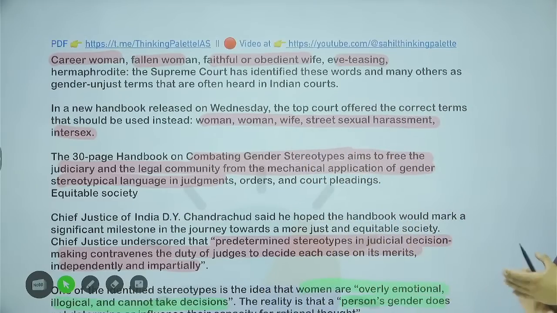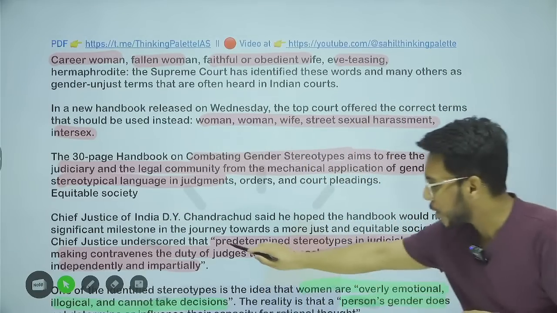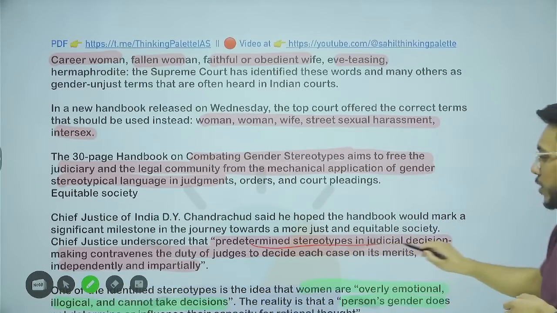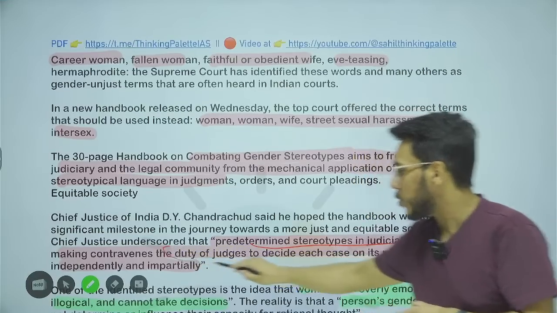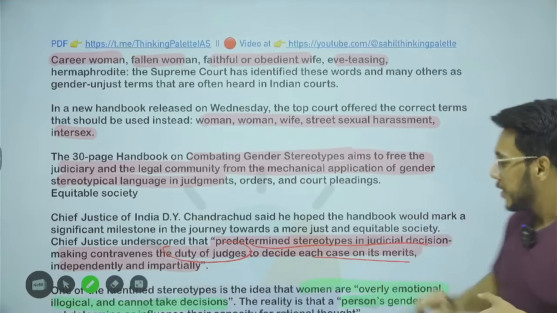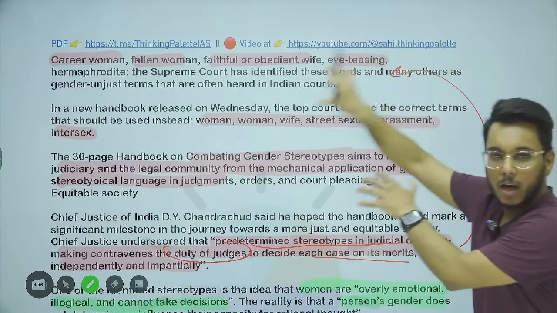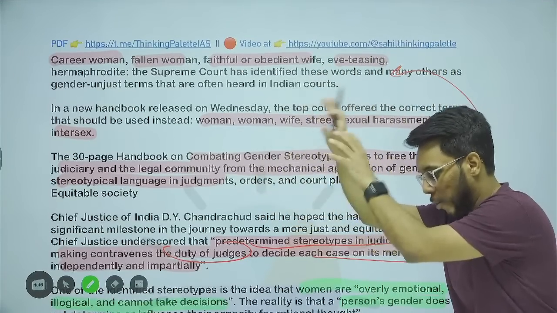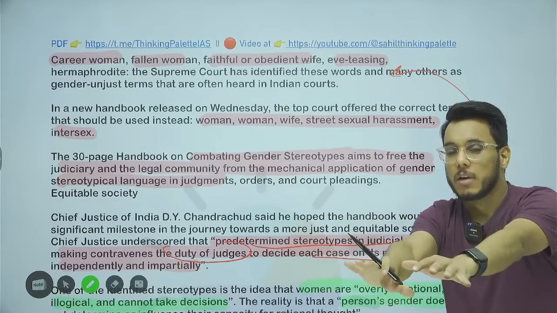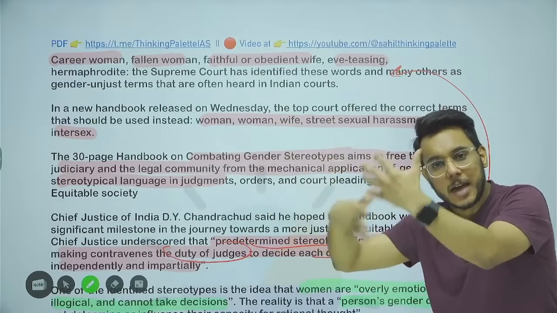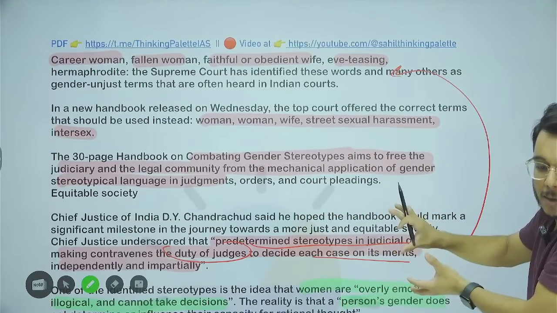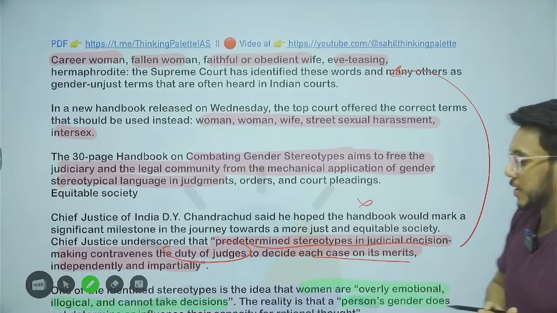So the Chief Justice of India has provided that these predetermined stereotypes in judicial decisions contravene the duty of judges to decide each case on its merits. When you have by default said a compromised woman, when you call one woman an obedient wife and another a disobedient wife, you have already created a negative perception. How will judges decide in a fair manner? So it impedes the judiciary.